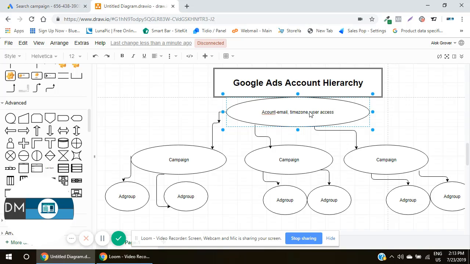The last thing that you set up at the account level would be billing. Billing information is something that you would set up at the account level. Now, below the account, this is your Google Ads account. Below this account, you can have hundreds of campaigns running, depending upon how you structure your entire Google Ads account.